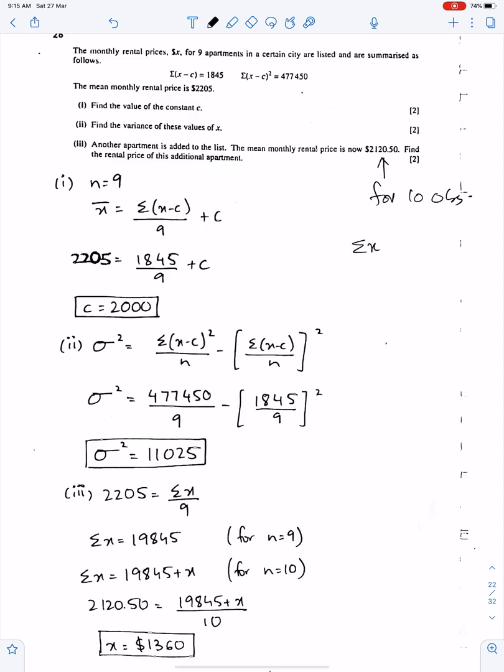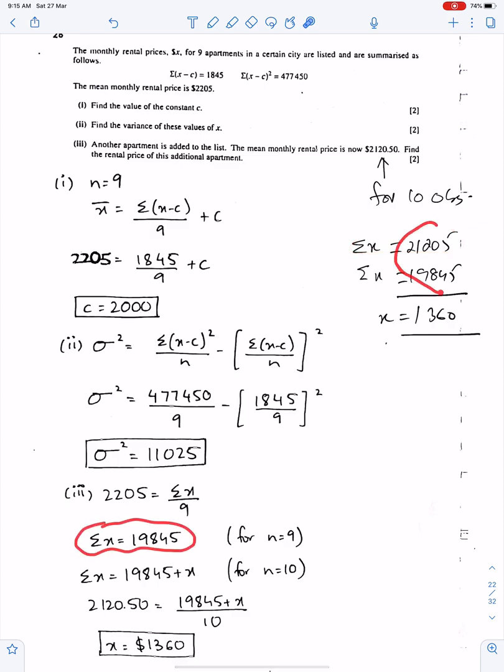So sigma x for 10 apartments will be this, and sigma x for the 9 apartments is 19845. So if you subtract these two, you will get 1360. This is the value of the new apartment. So if you multiply this by 10, you will get the total value of all 10 apartments, and you have the total value for 9 apartments. Just subtract these two to get the value of the new apartment.